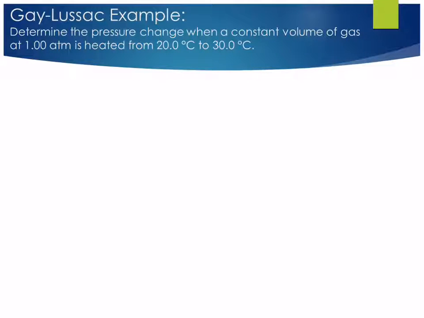So in this example, we're being asked to determine the pressure change when a constant volume of gas at 1 atmosphere is heated from 20 degrees Celsius to 30 degrees Celsius. So our P1 is 1.0 atmospheres.